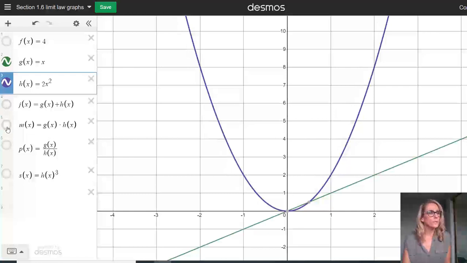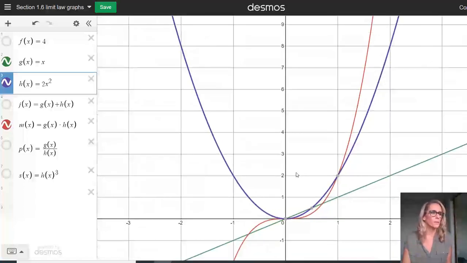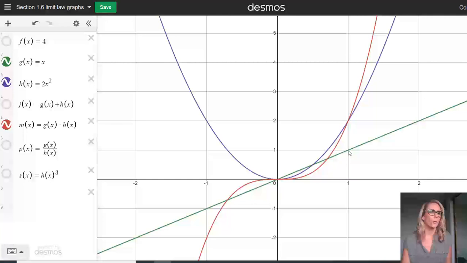You can also multiply two functions together and therefore multiply their limits. This is property number 5. So this one's probably even easier to see, but what we're seeing here is this combination of the two functions is in red.